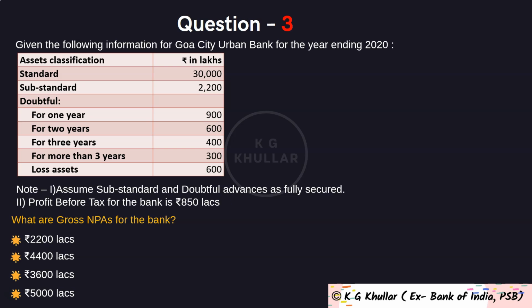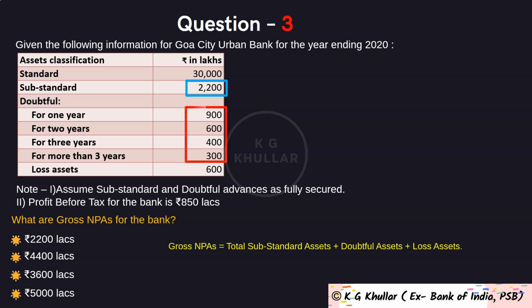Now as we have discussed, gross NPAs equals total substandard assets plus doubtful assets plus loss assets. So as you can see in the data given, substandard assets equals 2,200 lakhs. Then doubtful assets are given as 2,200 lakhs. And lastly, loss assets are given as 600 lakhs. So on totaling this, we get gross NPAs equals rupees 5,000 lakhs. Thus the correct answer for the given question is option D.